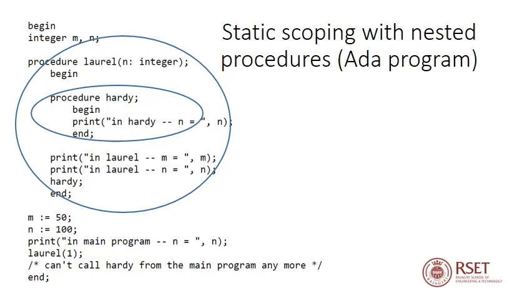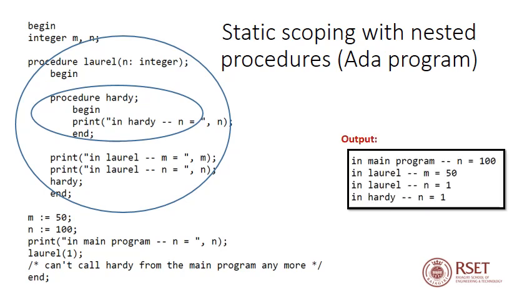Now we'll go on with the body of the main function. We haven't yet called Laurel, so we won't be talking about that now. Within the main function, m is initialized as 50 and n is initialized as 100. Then we have a print statement, in main n is equal to. Here the global variable n's value will be taken up and it prints in main n is equal to 100.